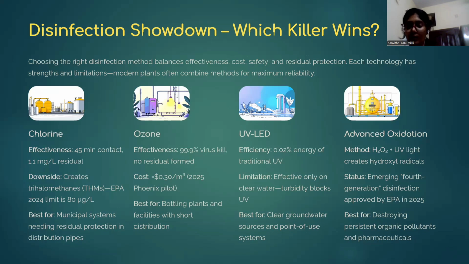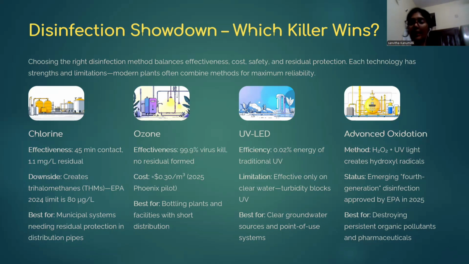And coming to ozone, its effectiveness is 99.9% virus kill, no residual formed, and the cost is $0.30 per square meter, and 2025 pilot expired. And it is best for bottling plants and facilities with short distribution.